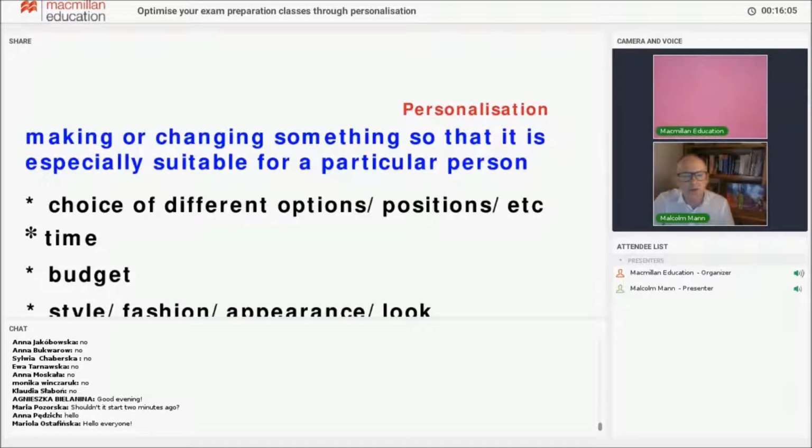Might be in terms of style or fashion or appearance or look, or needs or requirements or abilities or preferences, likes, dislikes, opinions, beliefs. Even something like geography or location, depending on your climate, for example, might determine what you personalize and how you personalize it.